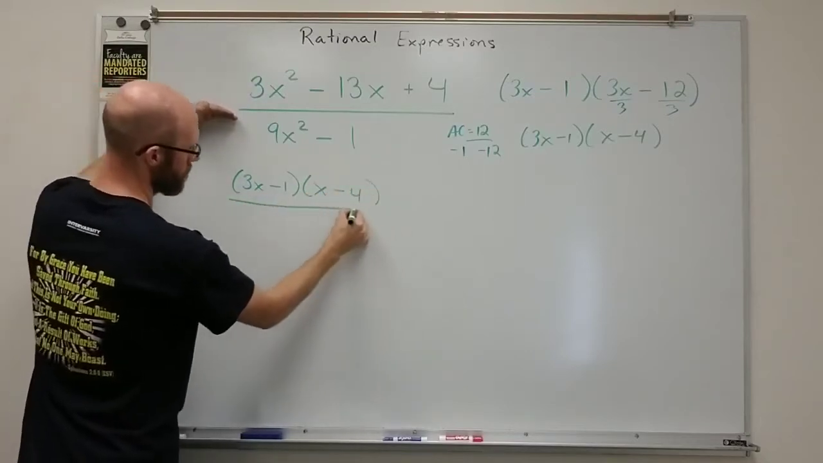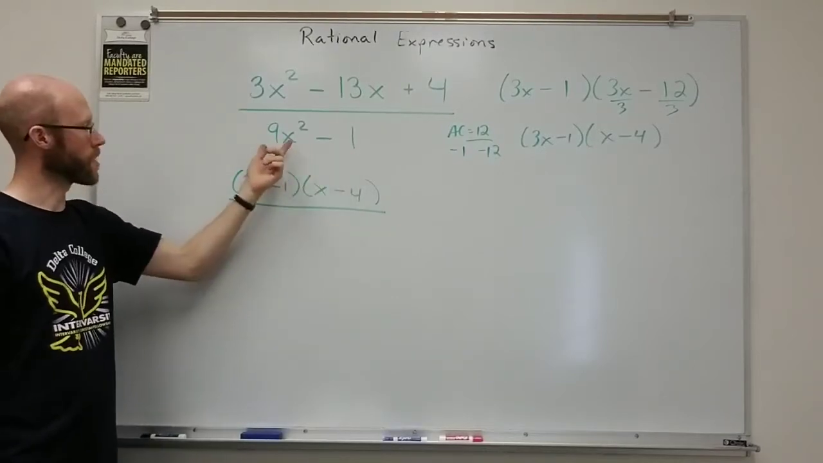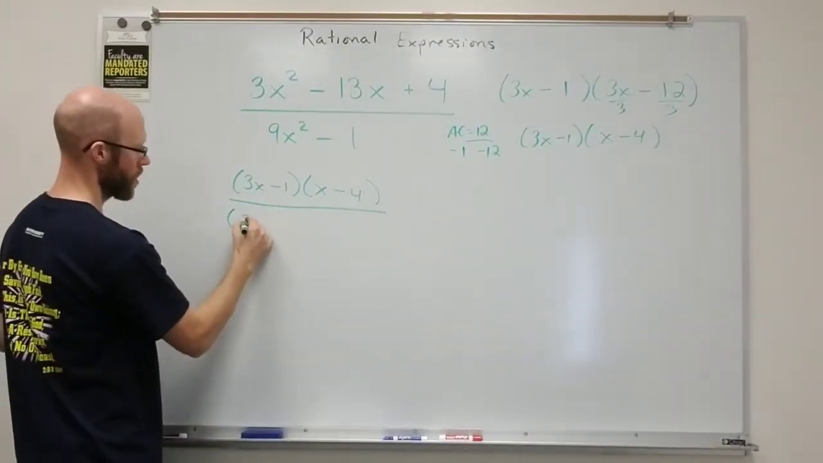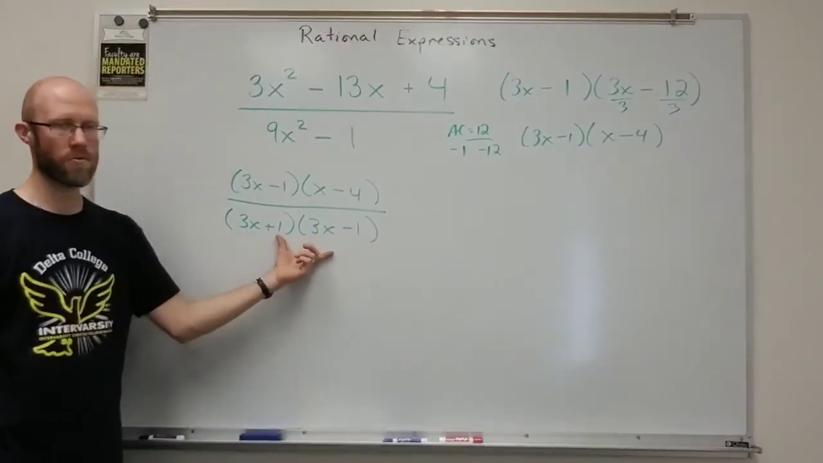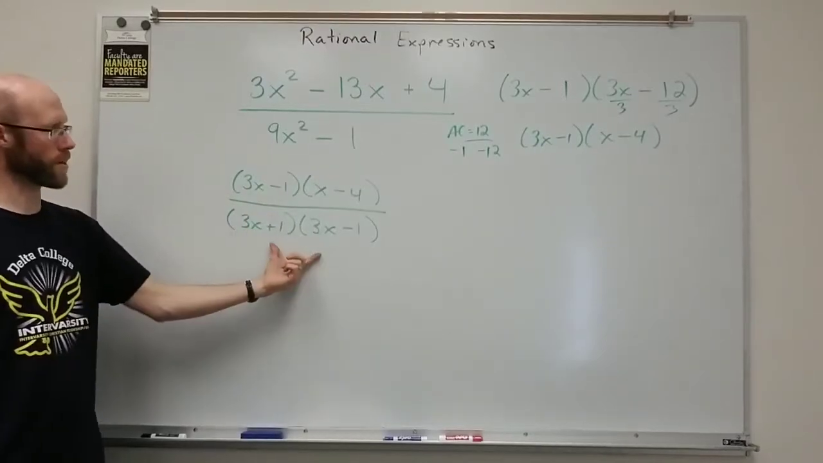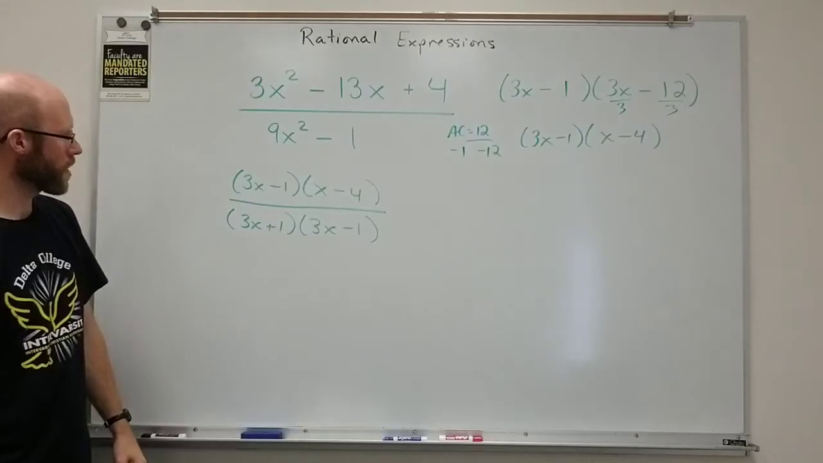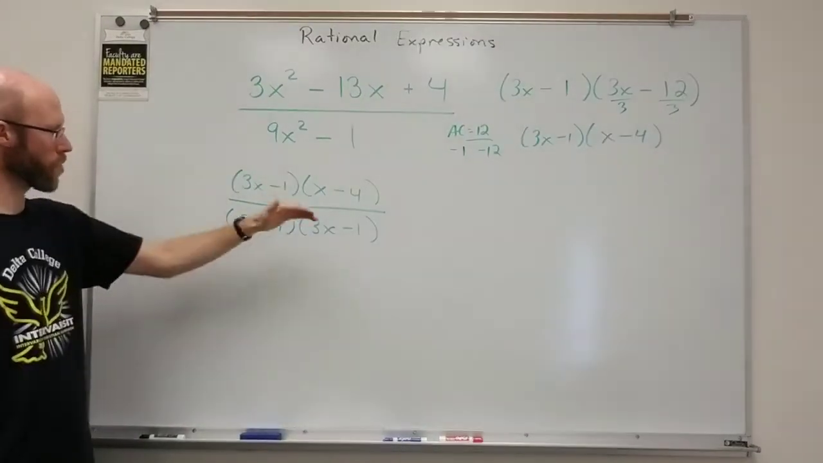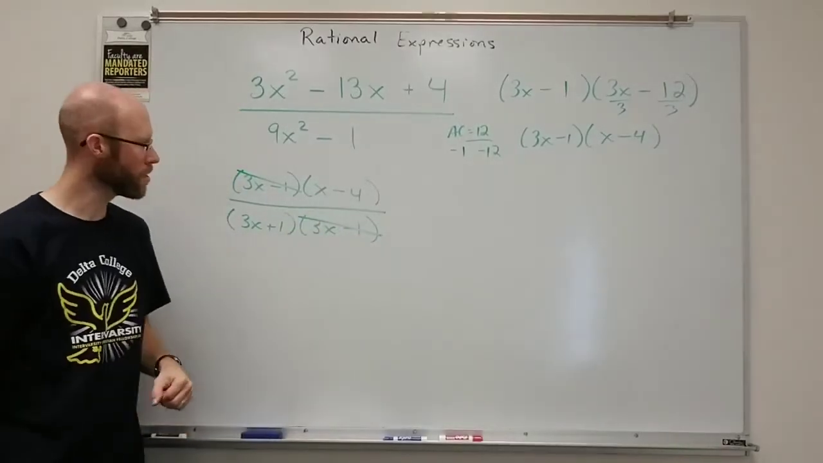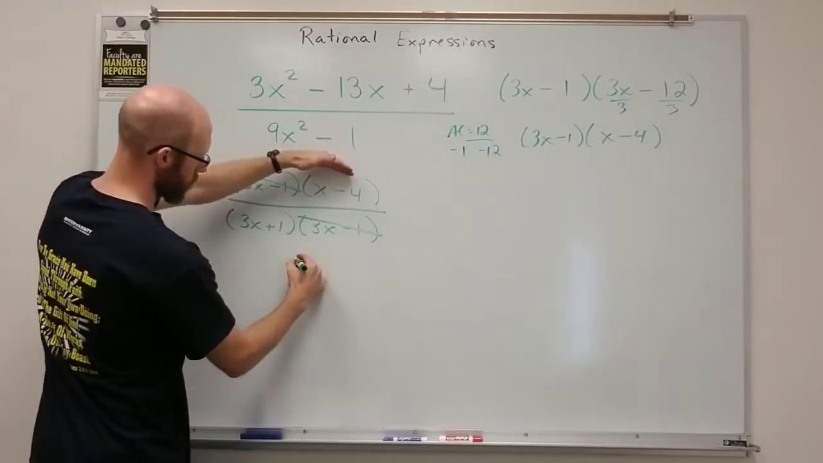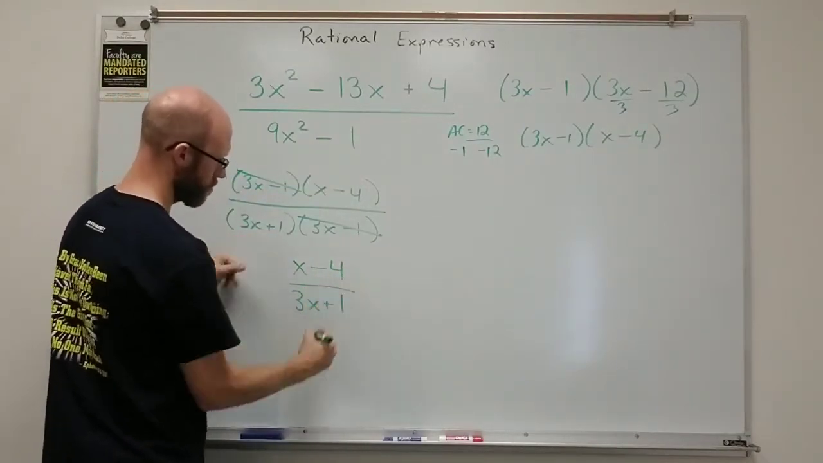Then I have my fraction. Then my denominator again is a difference of squares. And so I use the conjugates, 3x plus 1 and 3x minus 1, as the two factors of the difference of squares. Now I look at common factors. I have 3x minus 1 on top and on the bottom. So I want to cancel those common factors out. And the final answer then is going to be x minus 4 over 3x plus 1.